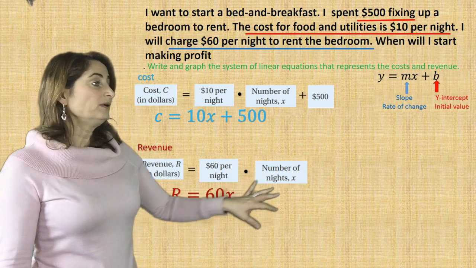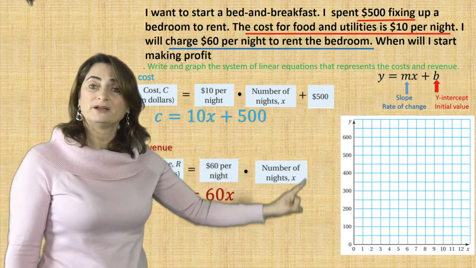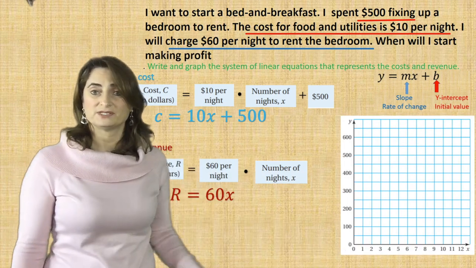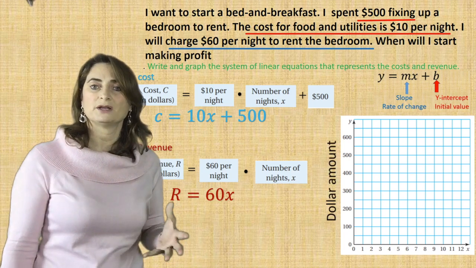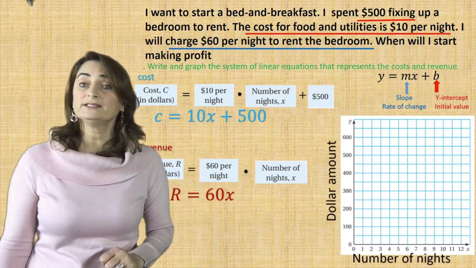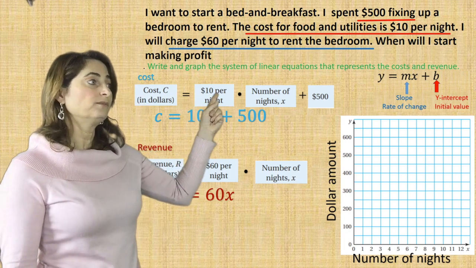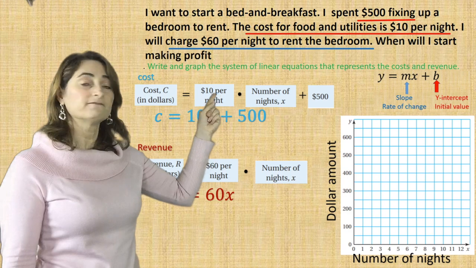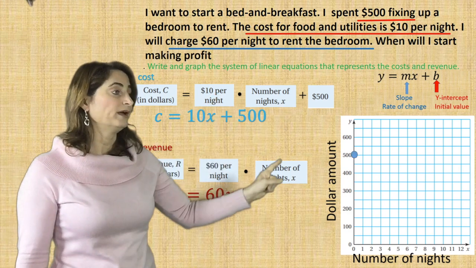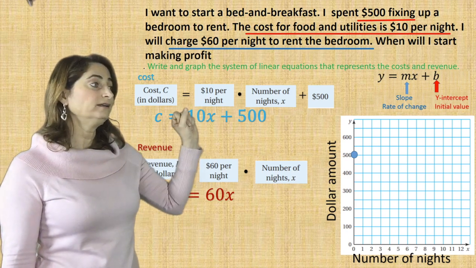So now I need to graph them. For me to graph them, I need to know what y represents and what x represents. y represents the amount of money and the x represents the number of nights I'm renting those rooms. Let's graph the first one by finding the y-intercept, which is 500. Go on the y-axis 500, put a dot, there's the blue one, and now find the slope.